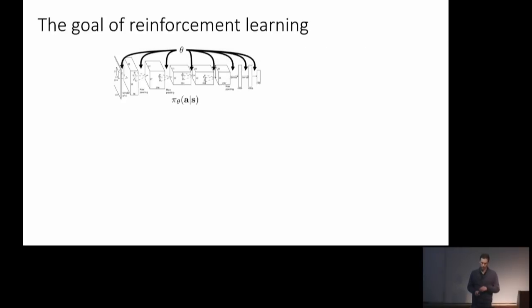In deep reinforcement learning, we might represent our policy with a deep neural network, but in general, it's some kind of function approximator with some parameters, and theta denotes those parameters. So in a neural network, theta refers to the weights in the neural network.